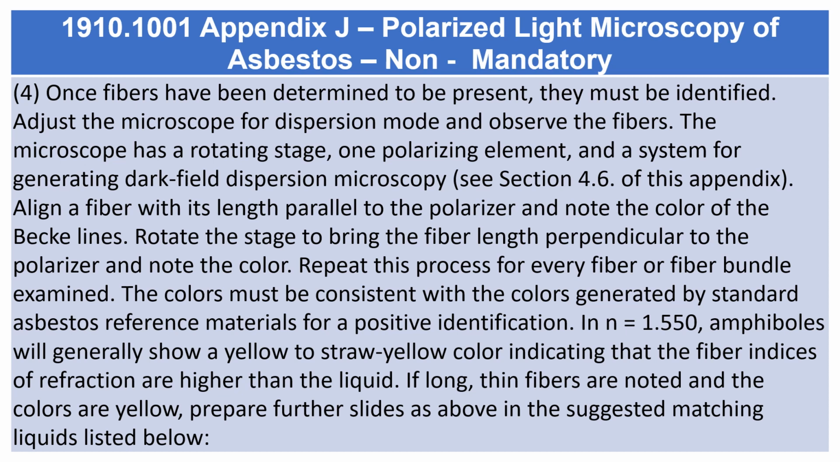Align a fiber with its length parallel to the polarizer and note the color of the Becke lines. Rotate the stage to bring the fiber length perpendicular to the polarizer and note the color. Repeat this process for every fiber or fiber bundle examined. The colors must be consistent with the colors generated by standard asbestos reference materials for a positive identification. In n equals 1.550, amphiboles will generally show a yellow to straw yellow color, indicating that the fiber indices of refraction are higher than the liquid. If long, thin fibers are noted and the colors are yellow, prepare further slides as above and the suggested matching liquids listed below.